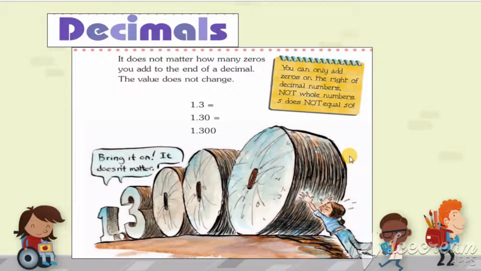Okay, it doesn't matter whether I have here one zero or two zeros or no zeros, it's the same value. So 1.3 equals 1.30 equals 1.300.